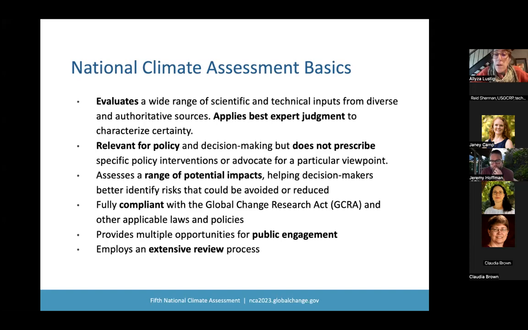Finally, the report process involves extensive review, including by the public. We have several opportunities for public engagement. We had a review by the National Academy of Sciences, Engineering, and Medicine, and we also had several government science reviews.